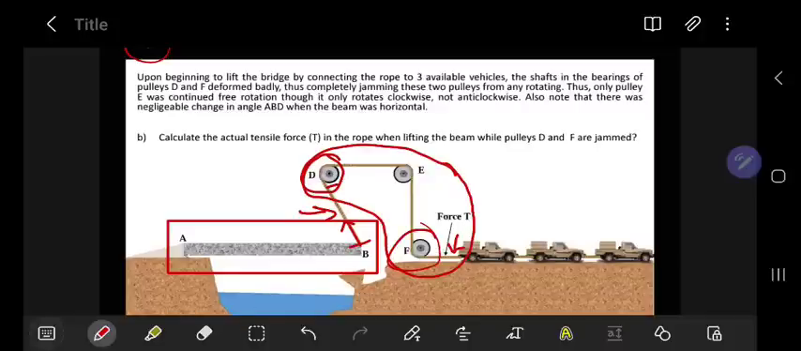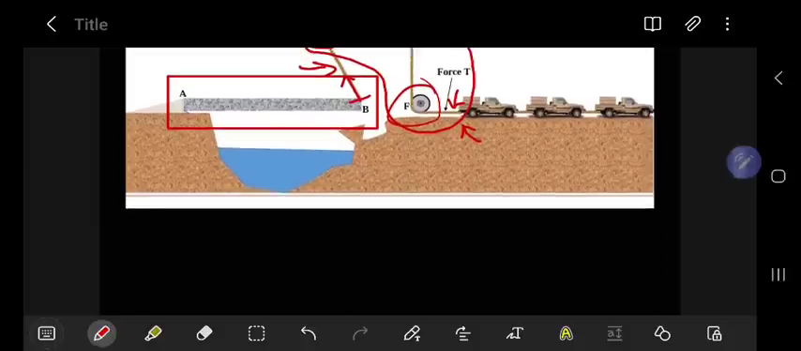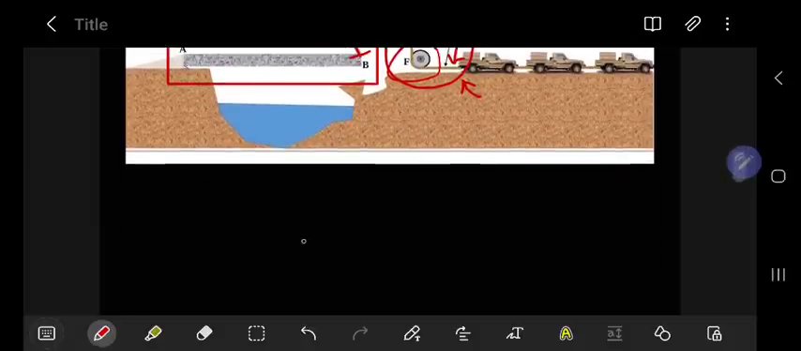Now, how do we do this part? I'm going to draw these pulleys separately so that we analyze what is happening. The question does specify that the pulley E remains functional even though it only rotates clockwise. So we're going to focus on the pulleys D and F, assuming that the tension being supplied by the vehicles here is greater than what is happening in those pulleys. So let's pick the pulley D, for example.